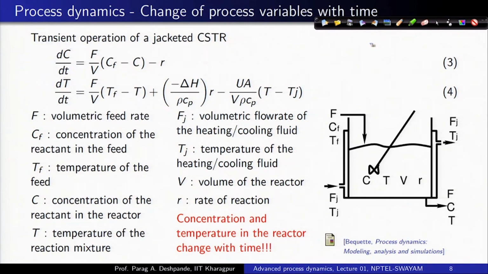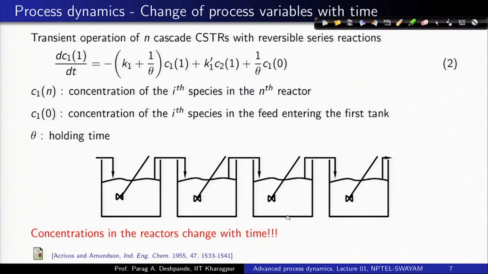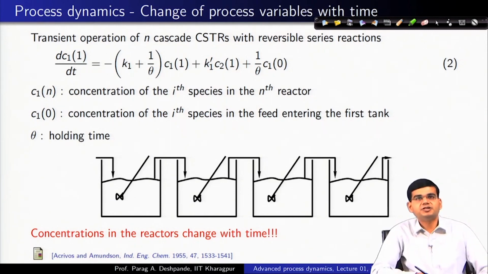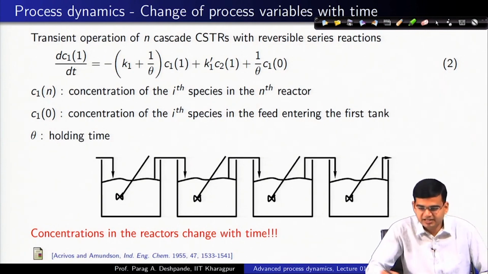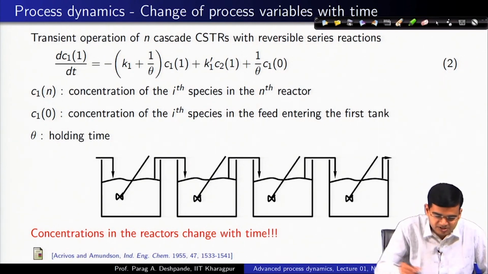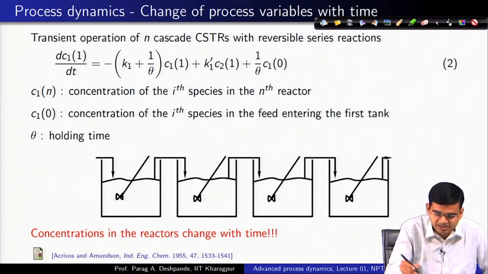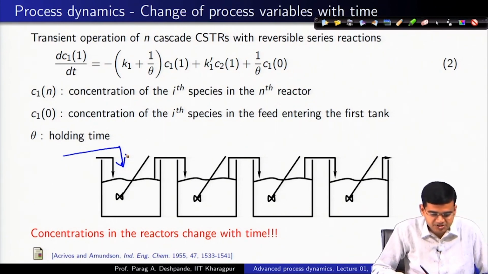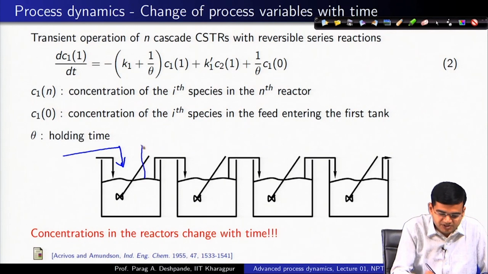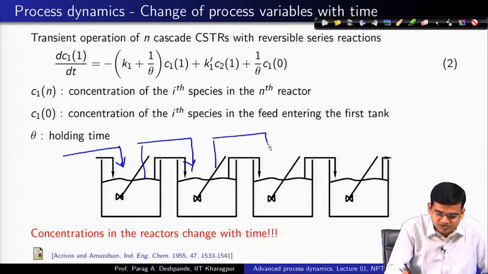Finally, we can take one more example, and take the example of CSTRs in series. Okay. So, again you have transient operation of n cascade CSTRs with reversible series reactions. It is not very difficult to see from this schematic that you have a feed to the CSTR, and the reactant concentration with some initial concentration goes to the first CSTR, from the first one it moves to the second one, and so on.